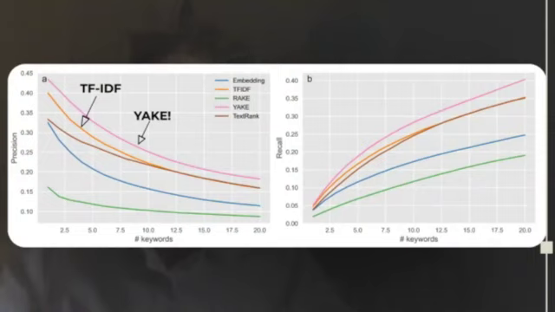Here we see precision and recall graphs, and we assessed both scores for the 1 to 12 best scoring keywords for each document. The best performing method is YAKE, but surprisingly, the second best performing method is TF-IDF. Despite its simplicity, it actually outperforms some more sophisticated graph-based and embedding-based methods.